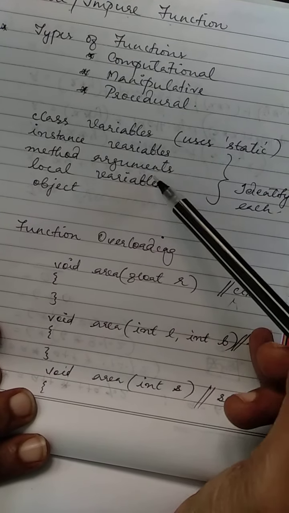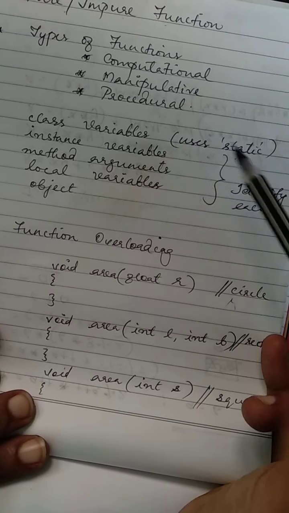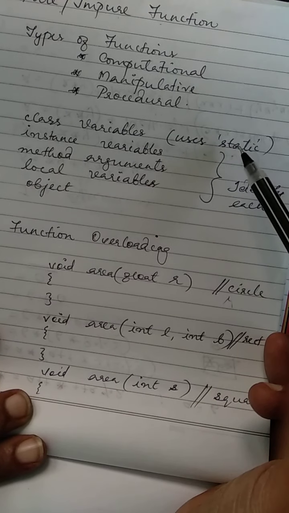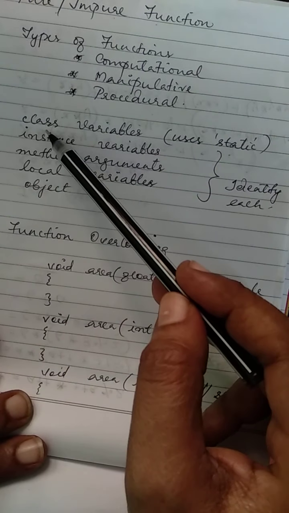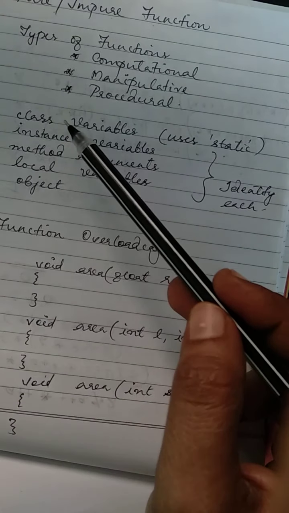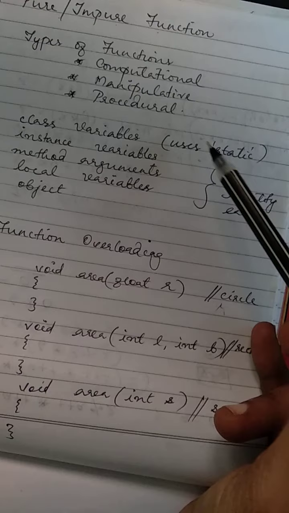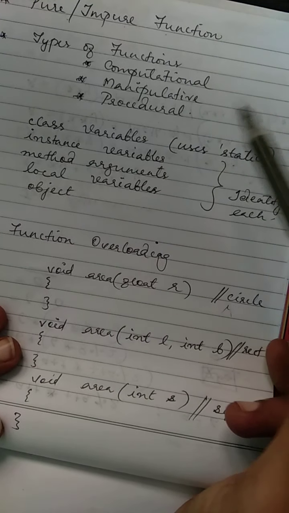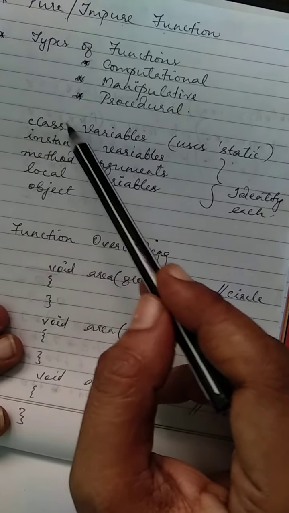And the tip for this is that if a variable or a function is preceded by the keyword static, then you can say that it is a class variable or a class function. Class variables or class functions will be preceded, meaning written, with the keyword static. Static will be written on the left side of the variable name or the function name. Then that is called a class variable or function.